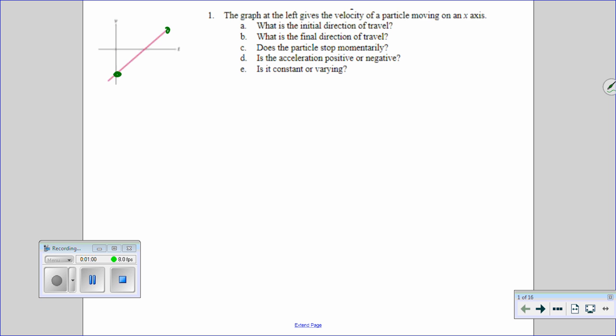So you said no. Why? Okay. So, yes, it does stop. No, because when it hits 0. Good. Yeah. So right here, there's a moment when it stops, right?